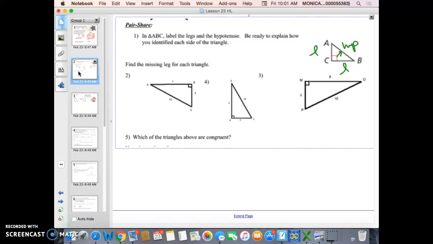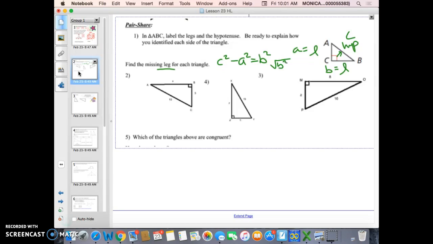And to find a missing leg, I use C squared. Remember, the hypotenuse is always C, and this is side A, and we'll call this side B. It does not matter. C squared minus, say, A squared is going to give you B squared. And so then the last step would be to take the square root of B squared.